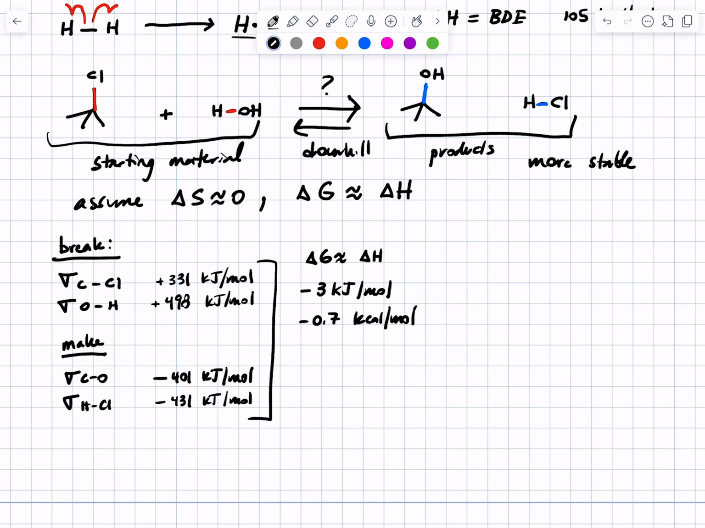Now you'll come up with situations where entropy will be really strong for a process, and that'll drive something forward, and I'll point those out as we get to them.